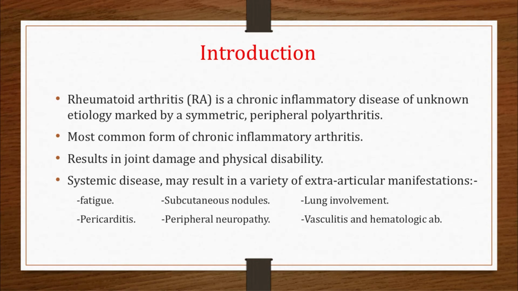So rheumatoid arthritis is a chronic inflammatory disease of unknown etiology, which is marked by a symmetric and peripheral polyarthritis. This is the most common form of chronic inflammatory arthritis, which results in joint damage, physical disability, and loss of function. This is also a systemic disease, right? This means it can affect any part of your body, which results in a variety of extra-articular manifestations like fatigue, subcutaneous nodules, lung involvement, pericarditis, peripheral neuropathy, vasculitis, and hematologic abnormalities like anemia.